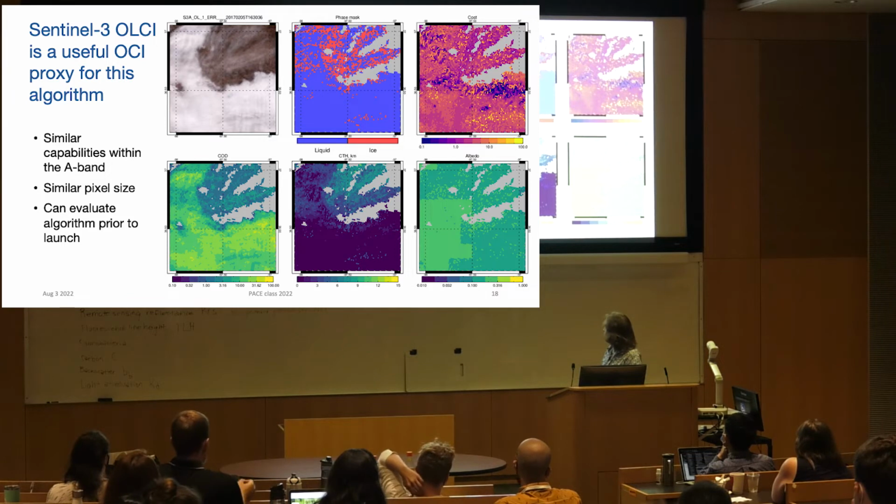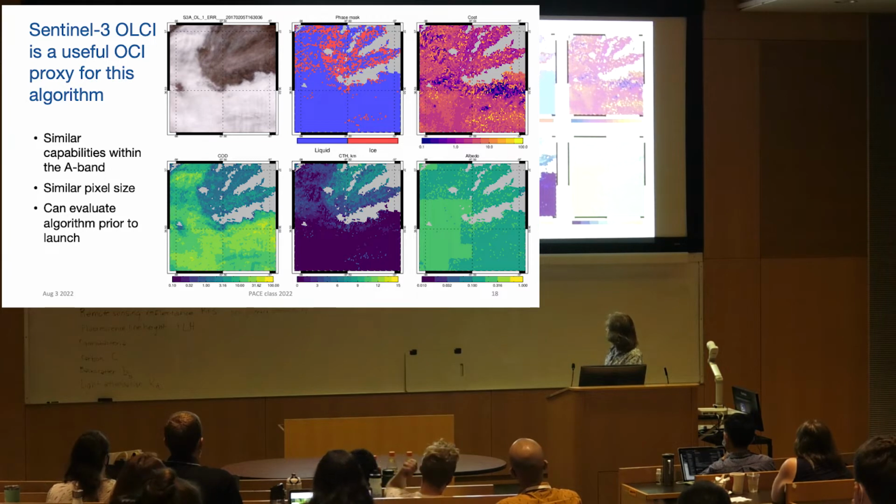This is the cloud top height. So purple means like 0 to 1 kilometers. And this one is more like 9 kilometers.